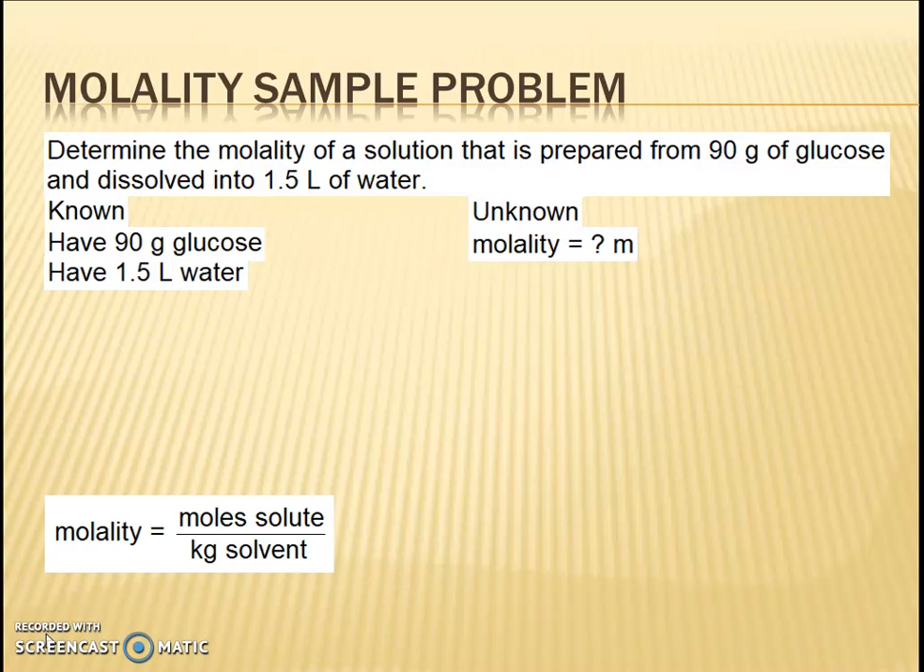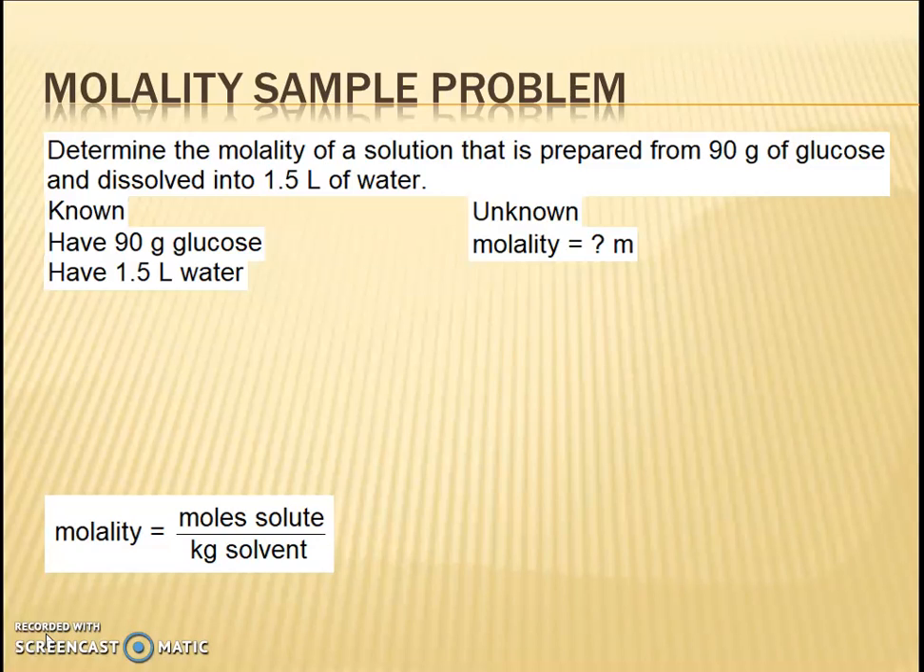In order to get molality, I need moles of solute and kilograms of solvent. Neither of the two measurements that I already have for my two different substances are in the correct units, so we have to do some conversions here. Our glucose is what's being dissolved in. That's going to be our solute. It's in grams. We need to get it to moles, so we have to convert from grams to moles using molar mass.